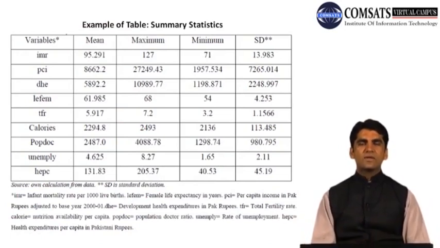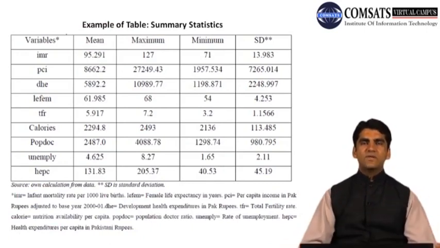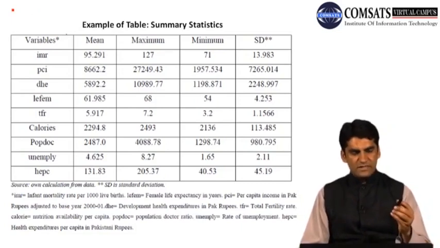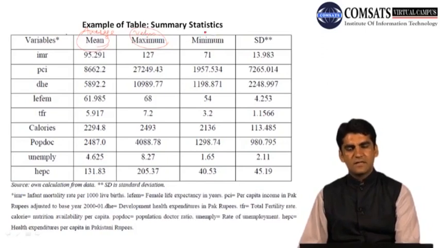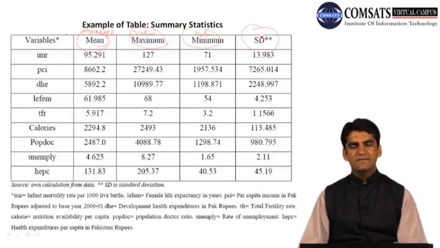We have discussed a lot about figures and graphs. Now we will discuss tables. For example, normally when you start doing quantitative analysis, what you come up with as your first table is the summary or descriptive statistics. Summary of descriptive statistics gives you the mean, that is normally called the average, then the maximum value of something, the minimum value of something, and then the standard deviation.